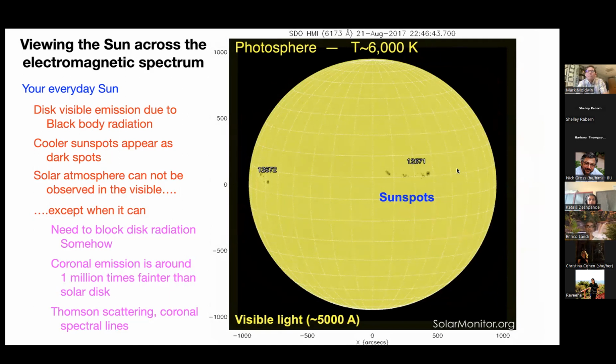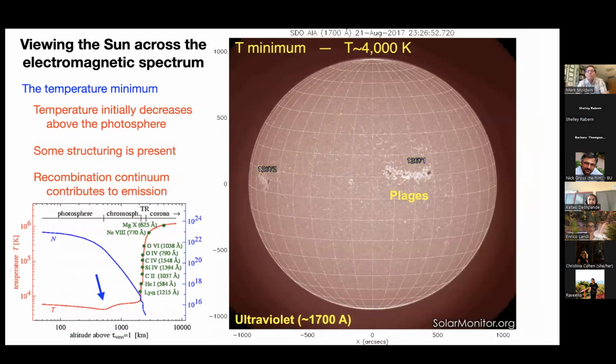And again, using the AIA spectrum, you can see the first thing. As you can see, the temperature at the beginning doesn't increase in the solar atmosphere, it actually decreases to a minimum of around more or less 4,000 Kelvin. You can observe that at around 1,700 angstroms. And as you can see, there is really nothing beyond the surface, it's still very close to the surface. And there is some structuring here.